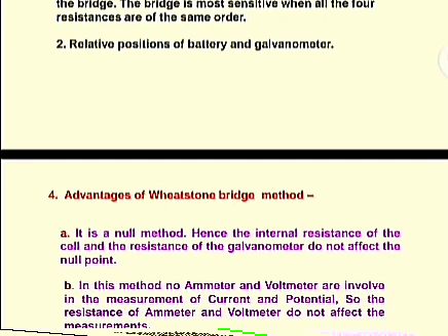Next one, by increasing the resistance of arms P and Q, the accuracy of the measurement of the unknown resistance increases. On the basis of these reasons, we use the Wheatstone bridge to find the unknown value of a resistance.